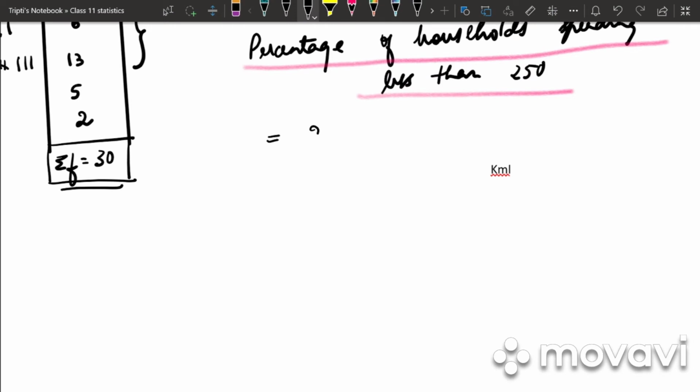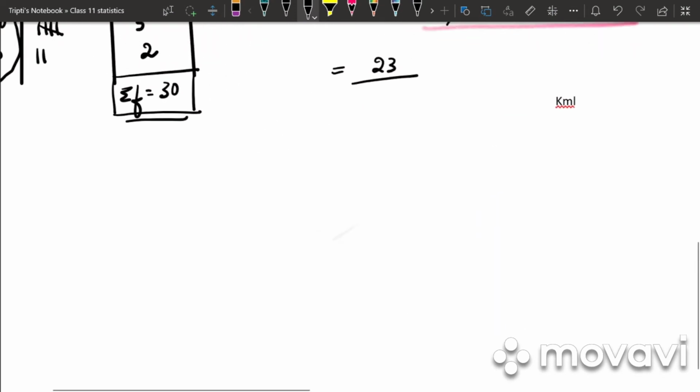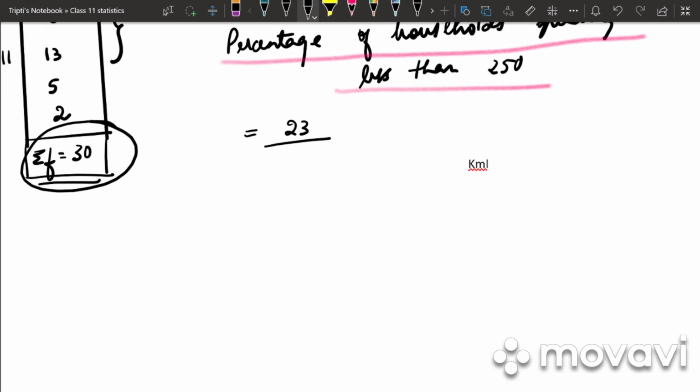So what is the total number of households? 23. 23 out of how many people? They are a total of 30 people. So 30 into 100. How much do we get? 76.6 percentage.